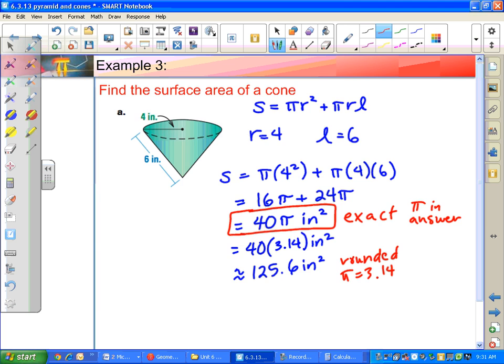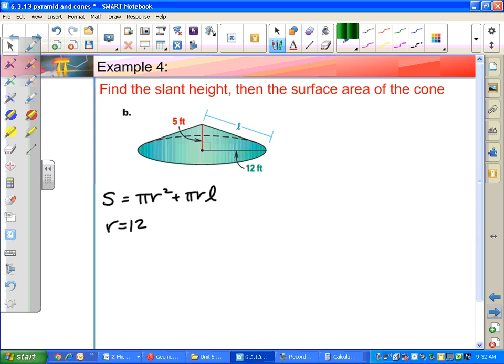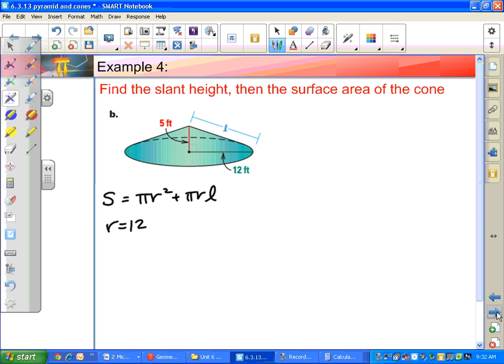All right, one more example. Let's find the slant height and then the surface area of this cone. All right, so let's start with our formula. Surface area is pi r squared plus pi r times the slant height. And in this case, I can see that the radius is 12 right here, but I don't yet have the slant height. So we've got to find that. So we'll use this right triangle right here to help me find the slant height.